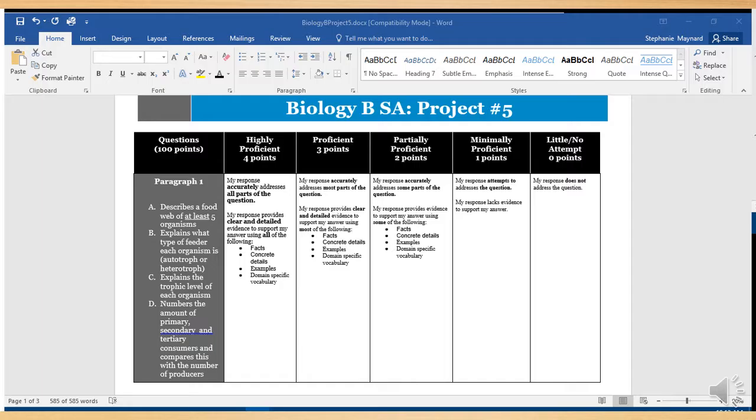If you look at the highly proficient column over here, you can see my response accurately addresses all parts of the question. You get 4 points if you do that. If you only address most parts, you get 3 points. Partially proficient, you're just answering some parts of the question. Minimally proficient, you try to do it, but you can't quite get the information down, in which case you probably need to call me if you're stuck at that level.